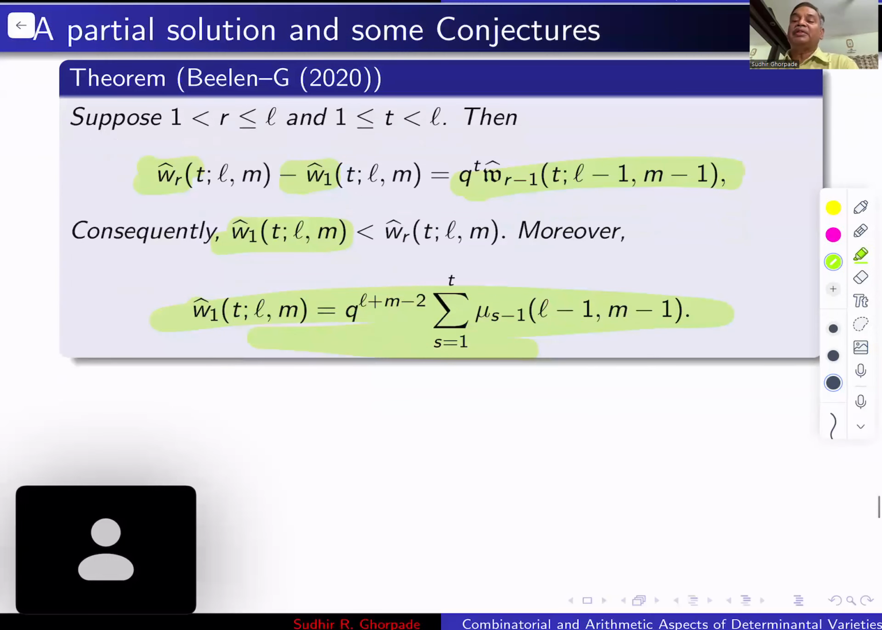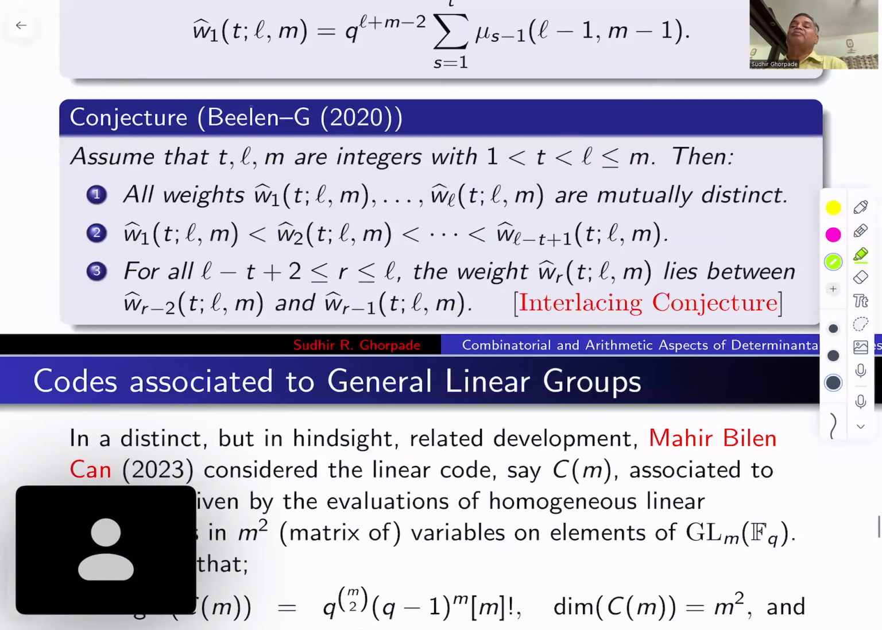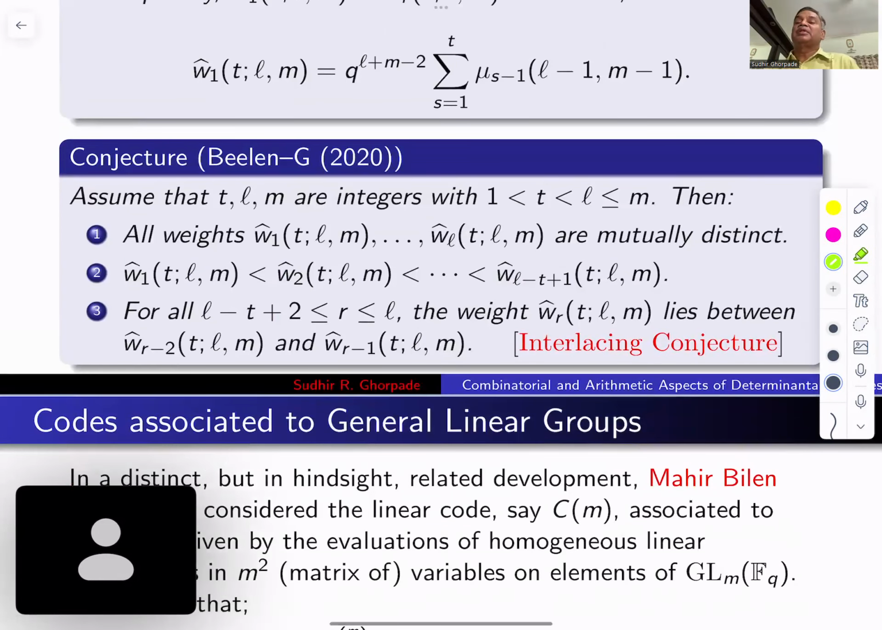And then we were interested in the way these things are ordered, and we could not prove that. And we made a conjecture, which is like a 3-part conjecture. The first part says that these weights are distinct, all the W hat 1 to W hat R, whichever formula. And about whether they're strictly increasing or not, what we conjectured was that they're strictly increasing up to L minus T plus 1. So if T is equal to 1, it just goes all the way. But in general, L minus T plus 1.